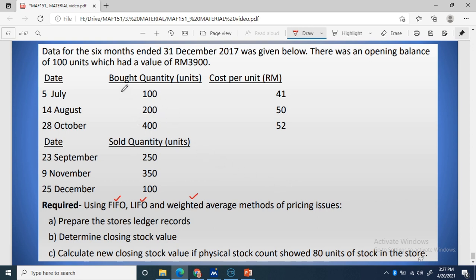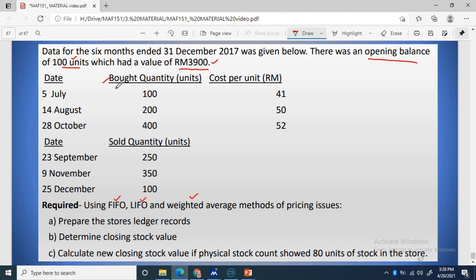Based on data for the 6 months ended 31st December 2017, there was an opening balance of 100 units at a value of 3,900. It means that this material was in the store before this accounting period. That means at the end of November, you have a balance of 100 units, which is the opening balance for December. So during December, these are the transactions, the stock movements.